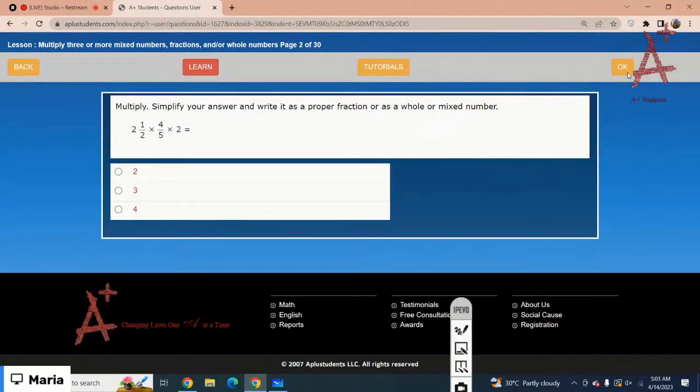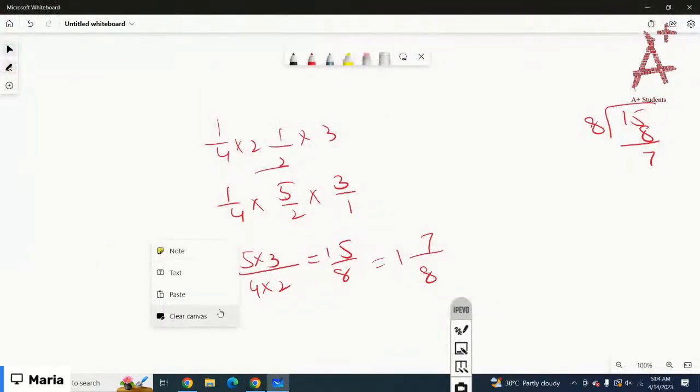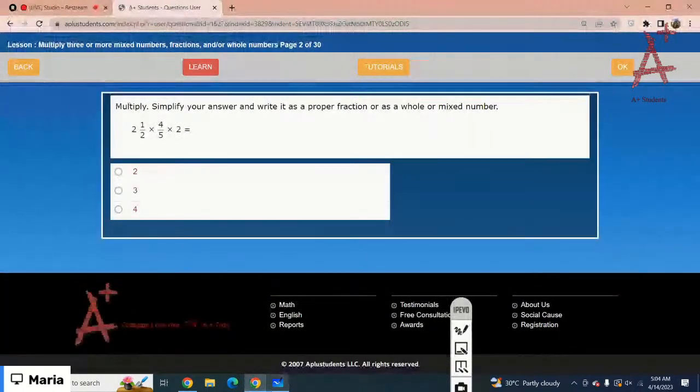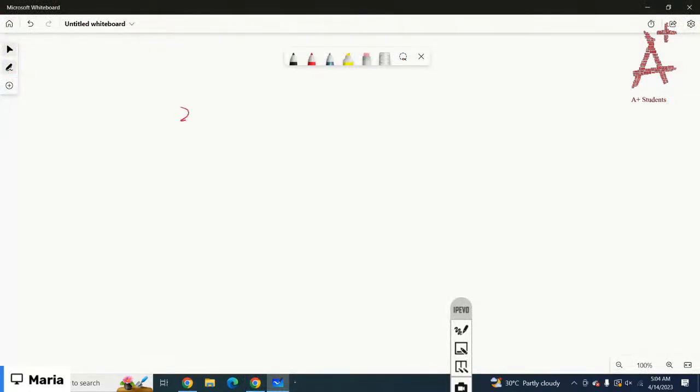Okay, the next one is 2 whole 1 over 2 times 4 over 5 times 2. So you have to do this one in your notebook and let me know the answer. So which is the correct option? 2 whole 1 over 2 times 4 over 5 times 2, I think.